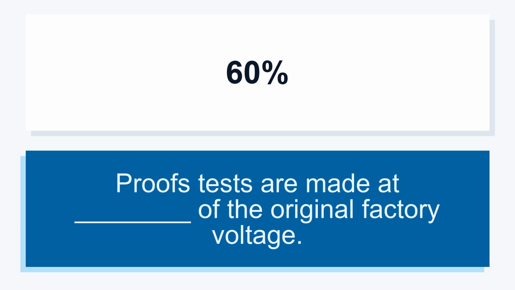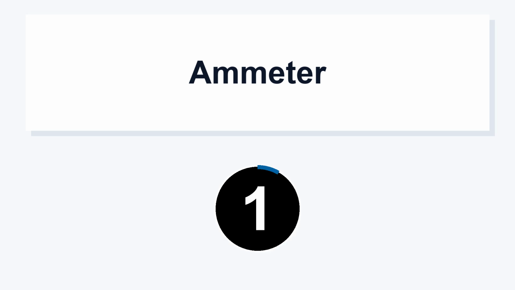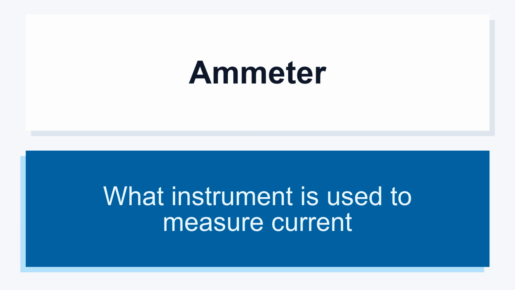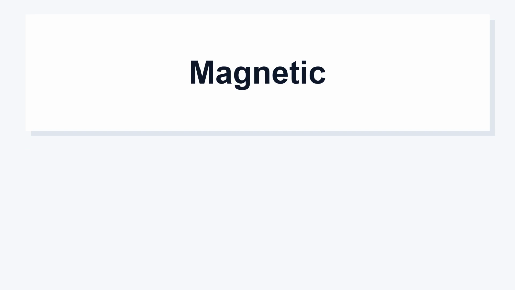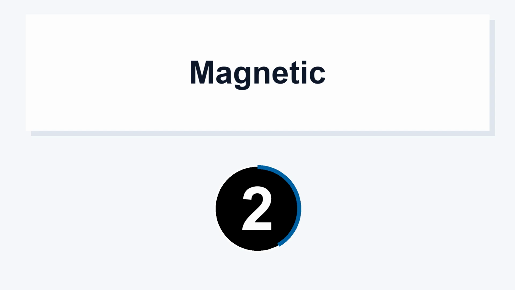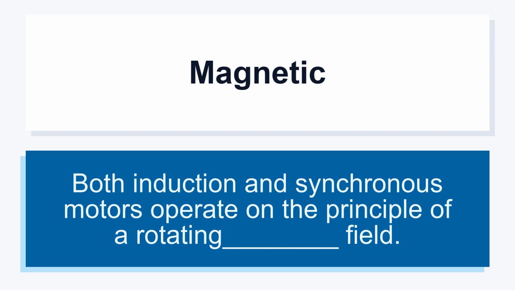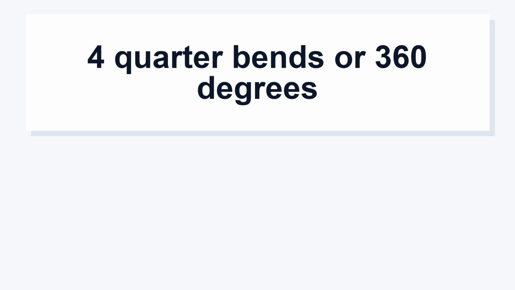Proof tests are made at ________ of the original factory voltage. Ammeter. What instrument is used to measure current? Magnetic. Both induction and synchronous motors operate on the principle of a rotating ________ field. For quarter bends or 360 degrees.